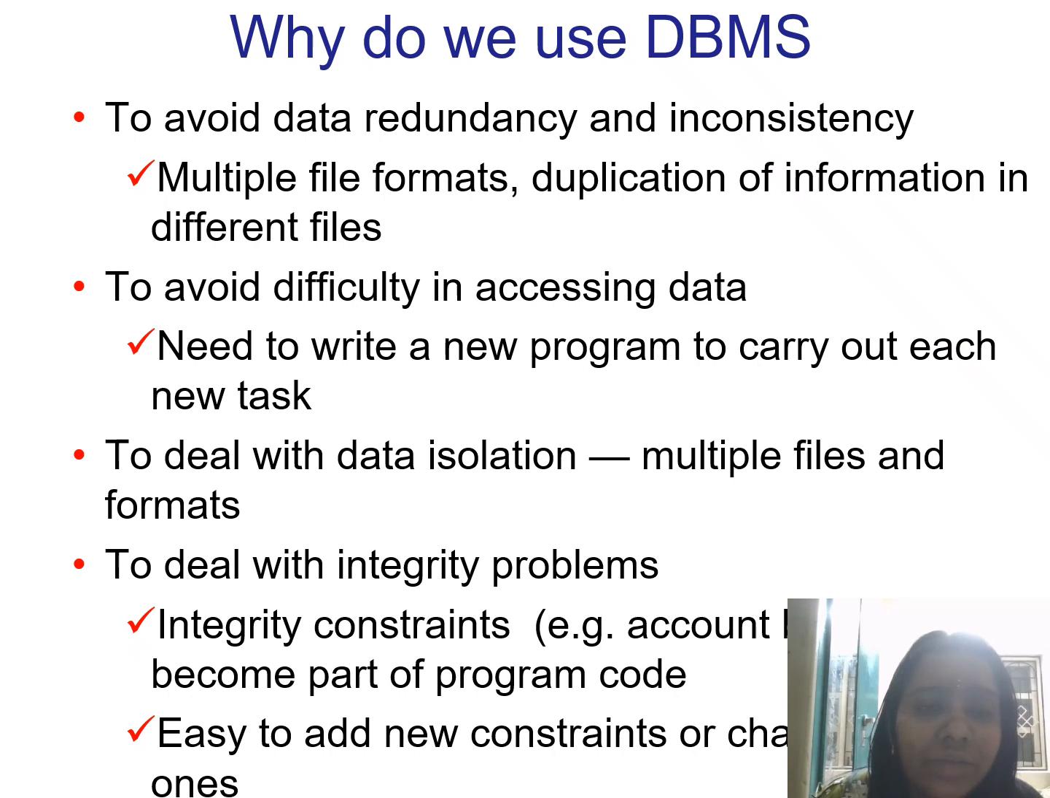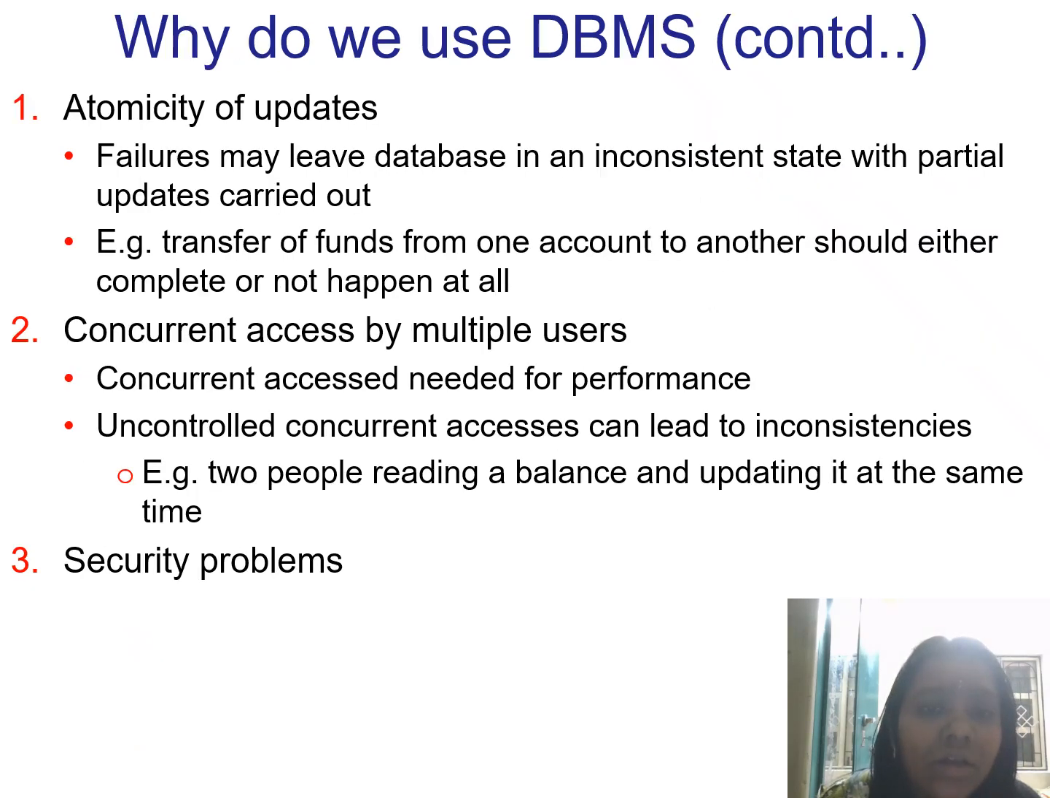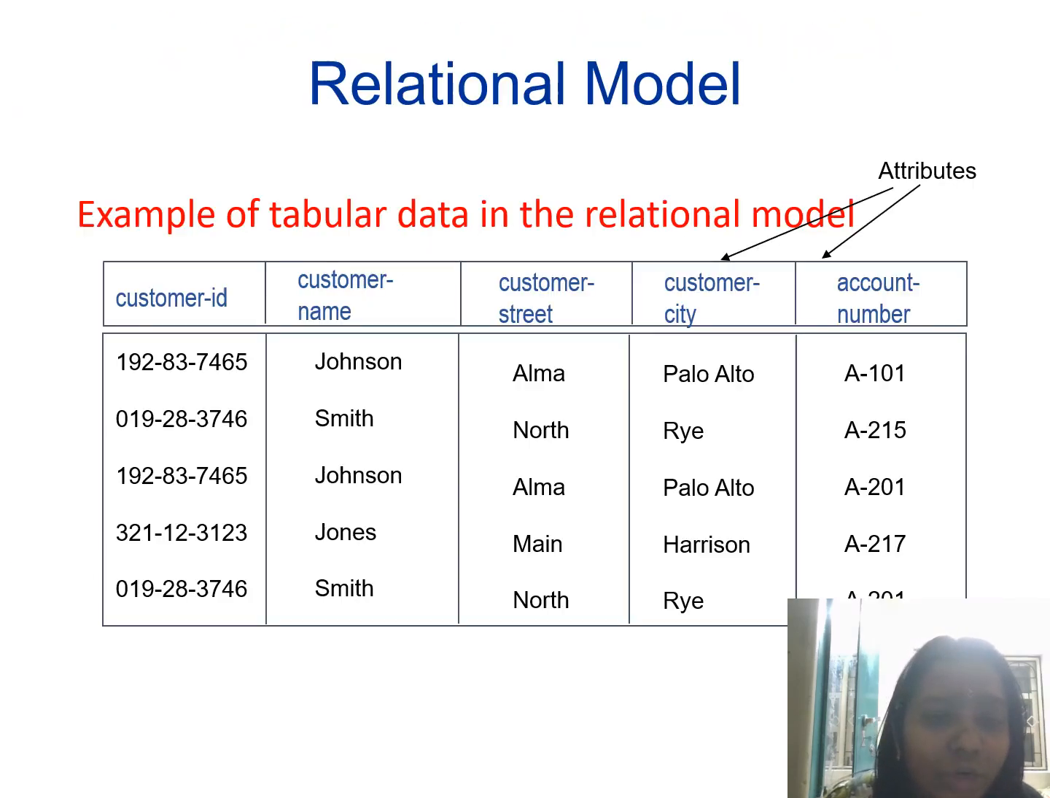Why use a database management system? It is to avoid data redundancy and inconsistency, multiple file formats, and duplication of information in different files. To avoid difficulties in accessing data, where you need to write new programs to carry out each new task. To deal with data isolation, multiple files and formats. To deal with data integrity problems, integrity constraints, and easily add new constraints or change existing ones. So there is atomicity of updates, concurrent access by multiple users, and security problems.